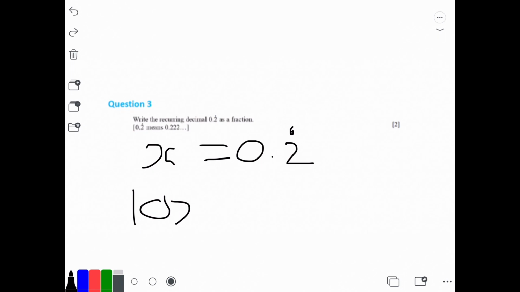Write the recurring decimal 0.2 recurring as a fraction. For this question, what we have to do is first set the recurring decimal that we have as x. X equals 0.2 recurring. Then we'll have to multiply x by 10 repeatedly until we have two values with the same recurring decimals. In this case, we'll only need to do that once. To get x equals 0.2 recurring and 10x equals 2.2 recurring.